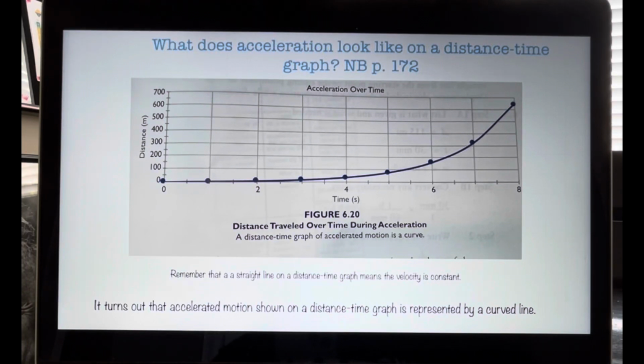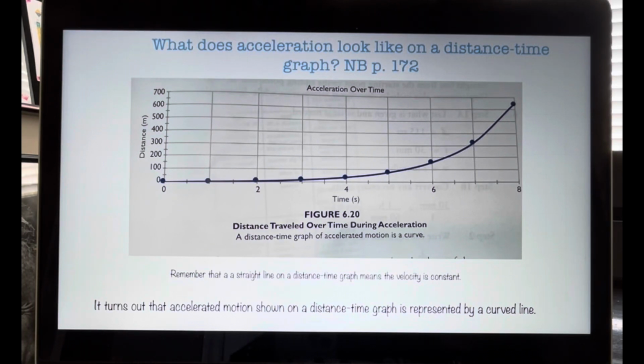Remember that the slope of a distance time graph indicates speed. When an object is accelerating, the object's velocity is constantly changing, so you wouldn't expect a straight line. Remember that a straight line on a distance time graph means the velocity is constant. It turns out that accelerated motion shown on a distance time graph is represented by a curved line. This means it is a nonlinear graph in which a curve is used to connect the data points.